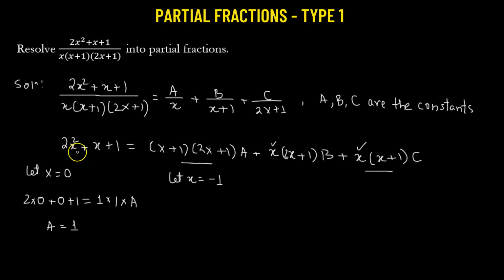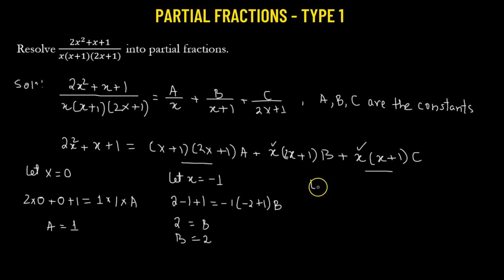Now we're going to substitute x with negative 1 into the entire equation. So we have 2 times negative 1 squared, so that's positive 2. Then we have positive x, and replacing x with negative 1, we have negative 1 plus 1 on the left hand side. On the right hand side, the first term goes to 0, the second term will be negative 1 multiplied by 2 times negative 1, so that's negative 2, plus 1, multiplied by b. The third term goes to 0. Solving this, we get 2 equals negative 1 multiplied by (negative 2 plus 1), so that's negative 1. So negative 1 times negative 1 will be positive 1. So we have obtained the value of b. So b is equal to 2.